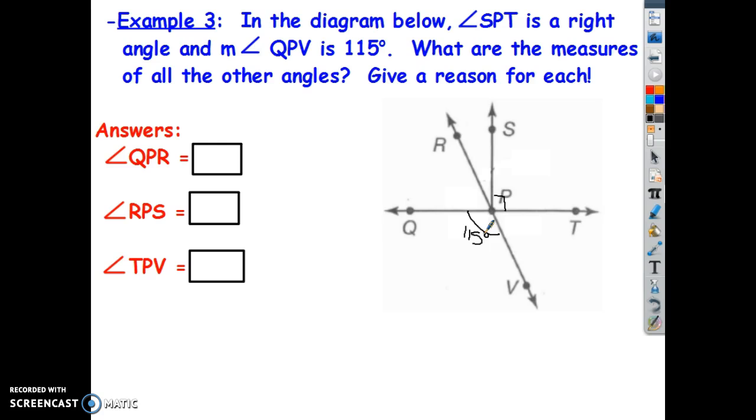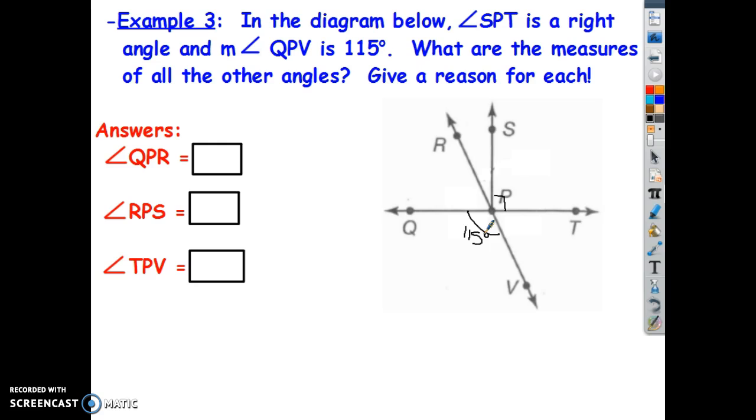All right, so let's look at angle QPR. What do we know about QPR? We don't know a lot yet. And so then we have RPS. We're going to figure out RPS to be able to know QPR. Okay, and then let's see, TPV. We're going to start with TPV.